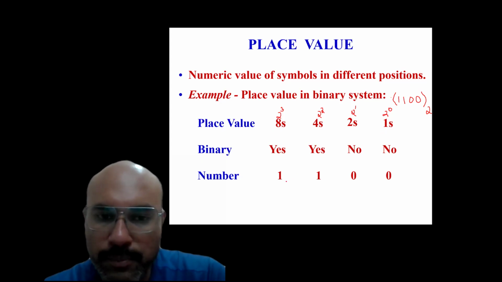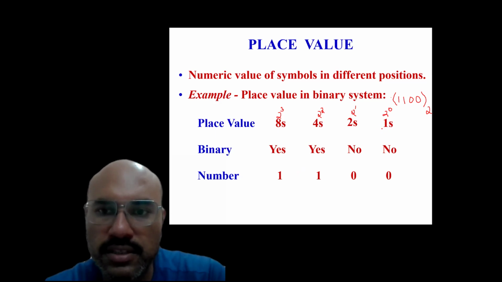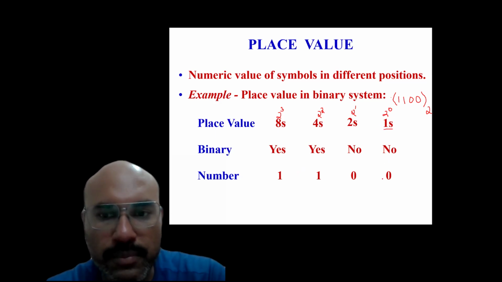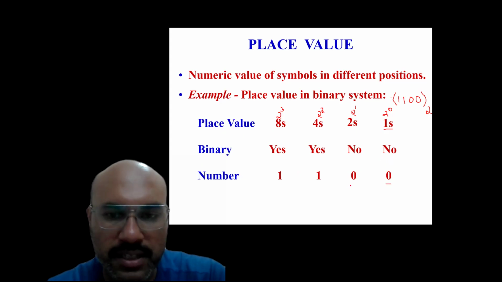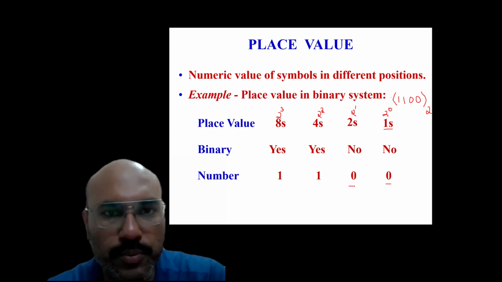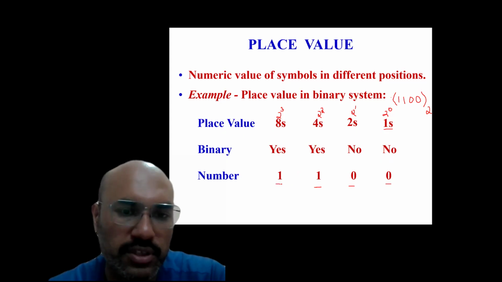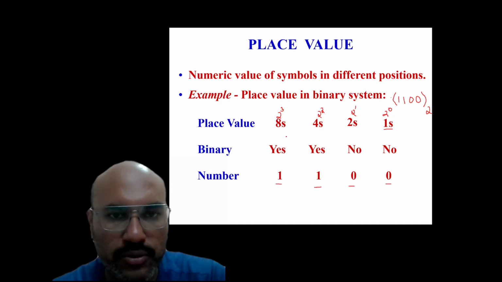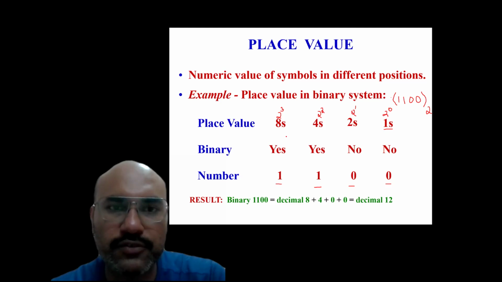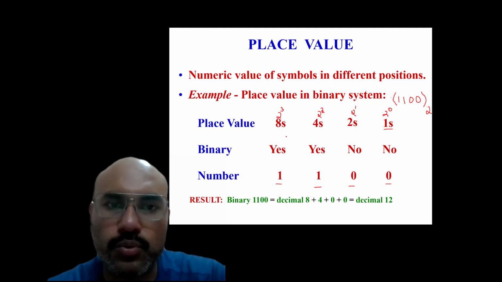So when the number 1100 is given to you, at the first position, the ones position, we do not have any number, so the representation is 0. Similarly, at the twos position, there is no number. But we do have numbers at the 4's and 8's position. So what do we need to do? We need to add these two place values, 8 and 4. So 8 plus 4 plus 0 plus 0 becomes 12.